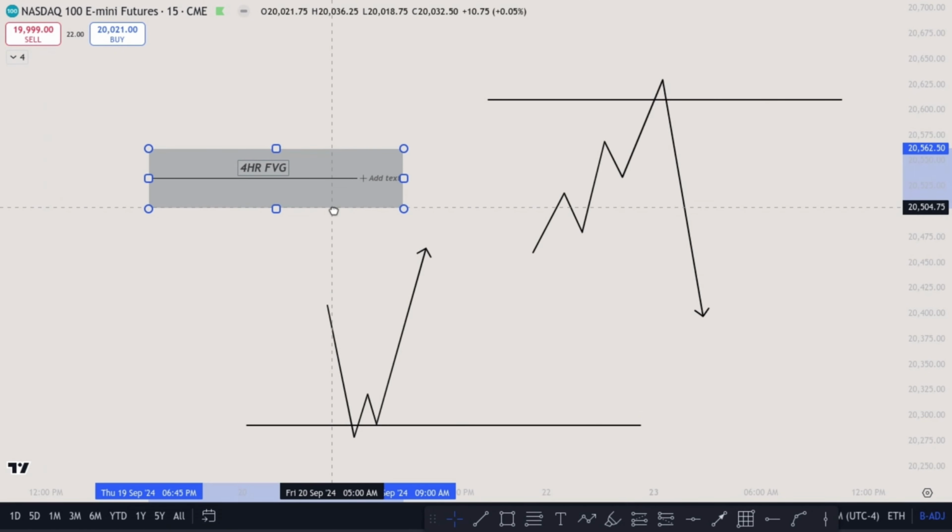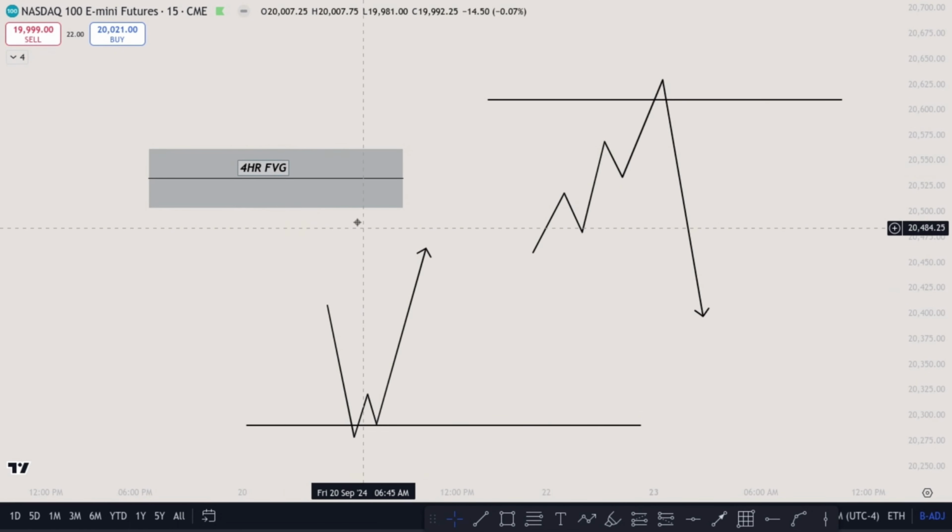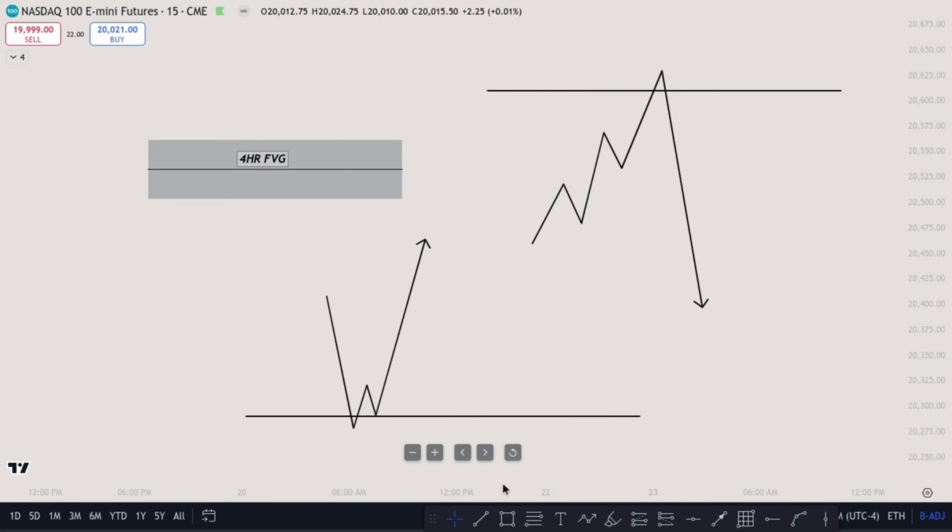Every time we get into a 4-hour fair value gap, and then the external liquidity is basically sell side and buy side liquidity. So after we do a raid on sell side or buy side, you will most probably see a reversal. And also if we tap into an important PD array, such as a 4-hour fair value gap, breaker blocks, order blocks, etc.